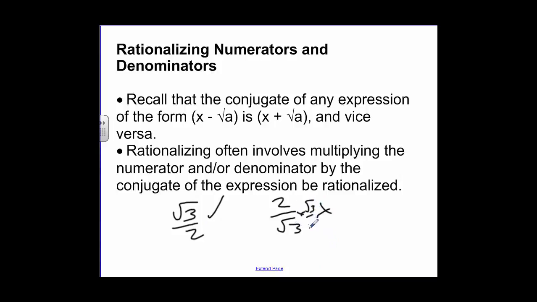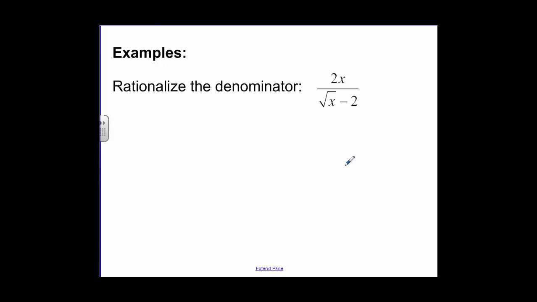You would do something like this. You times by root 3 over root 3 and make it 2 root 3 over 3. And that way you'd bring a root to the top but not have it on the bottom anymore. So let's try an example.